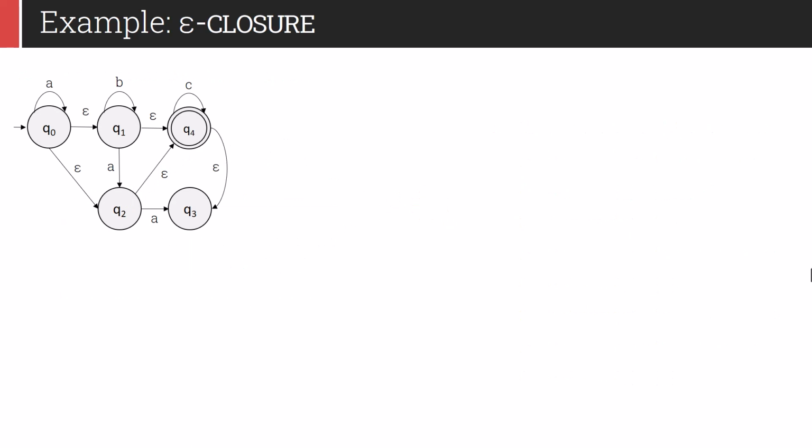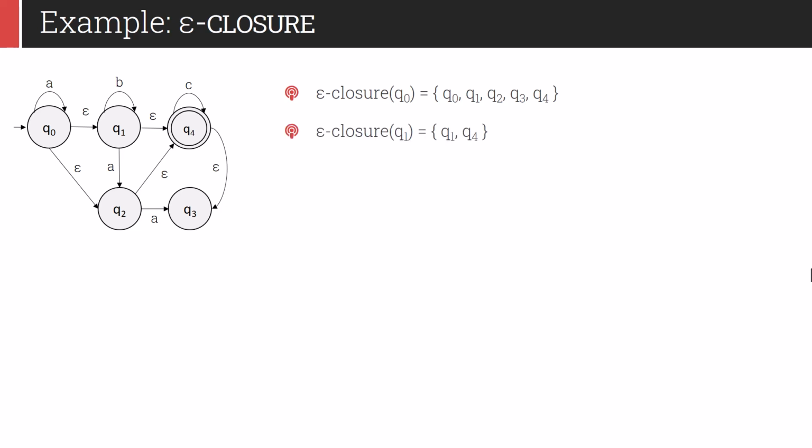Let us consider one more example. Here from Q0 we can go to Q1. From Q0 we can move to Q1 and Q2. From Q1 we can go to Q4, and from Q4 we can go to Q3. So all those states will be in epsilon closure of Q0.